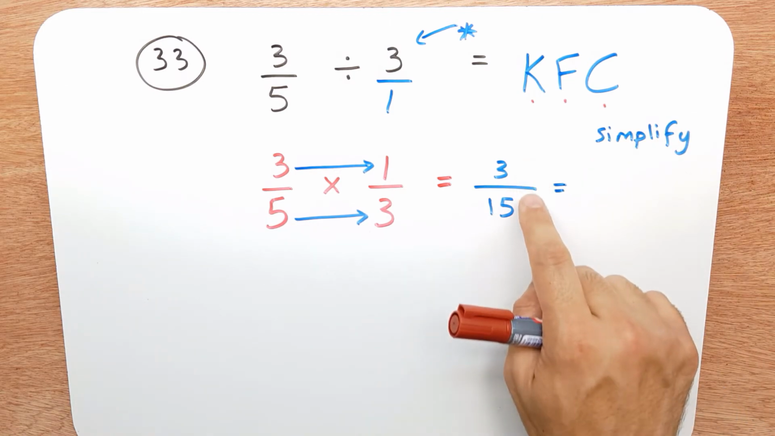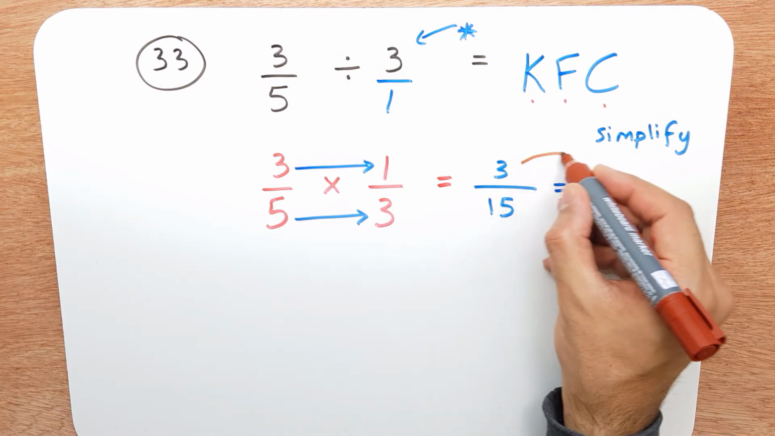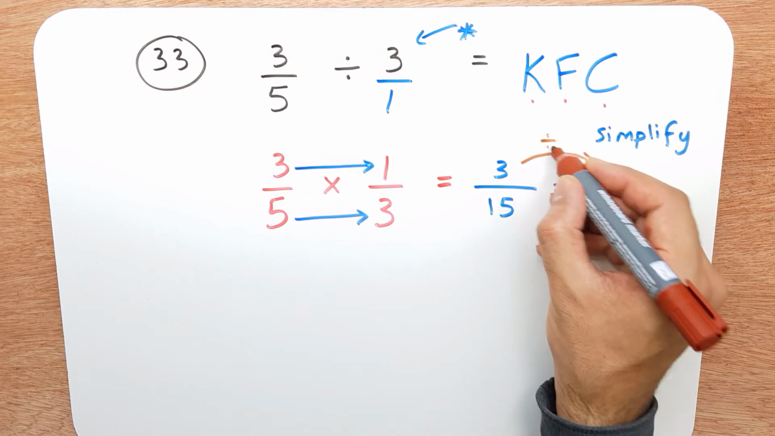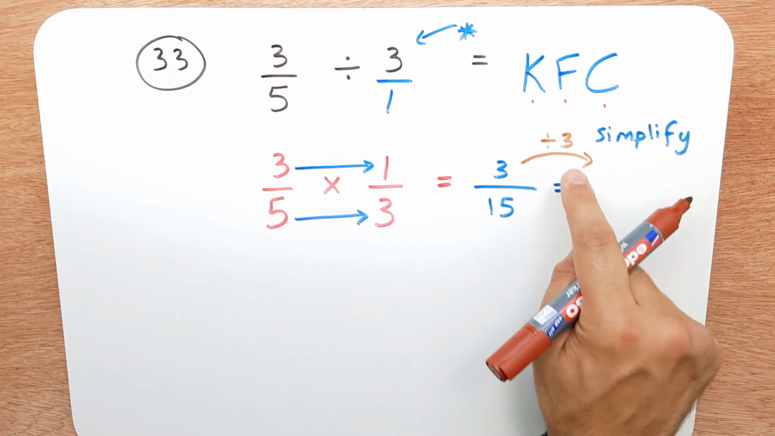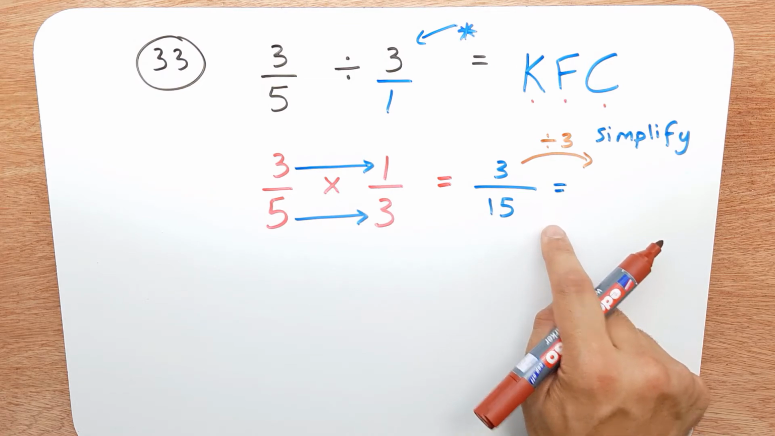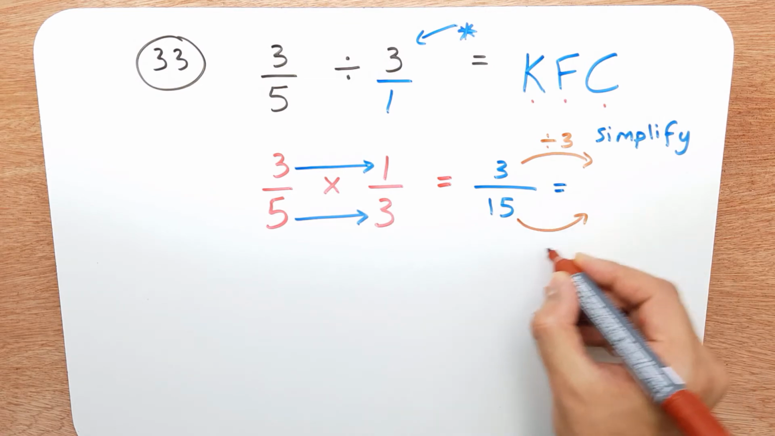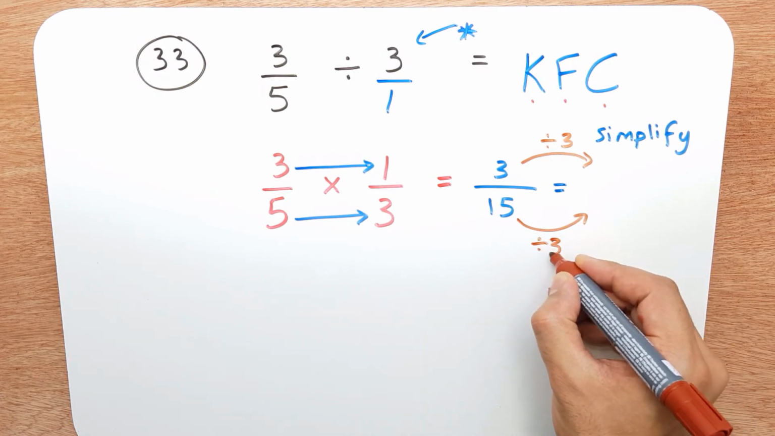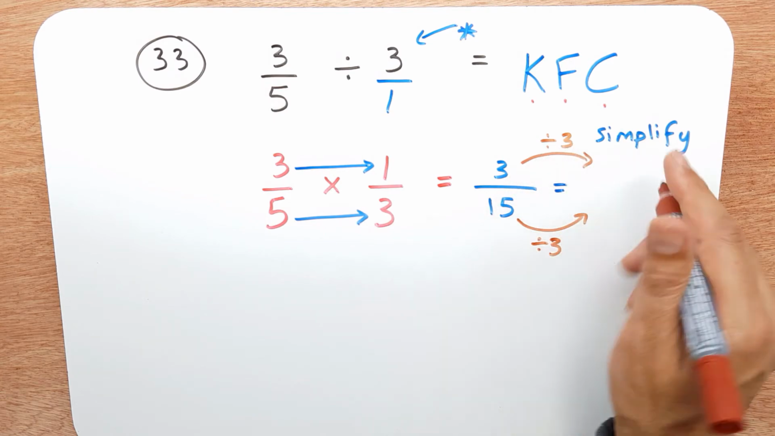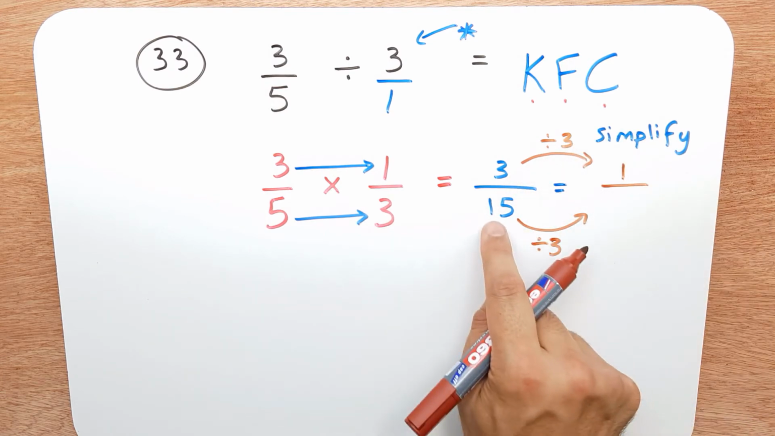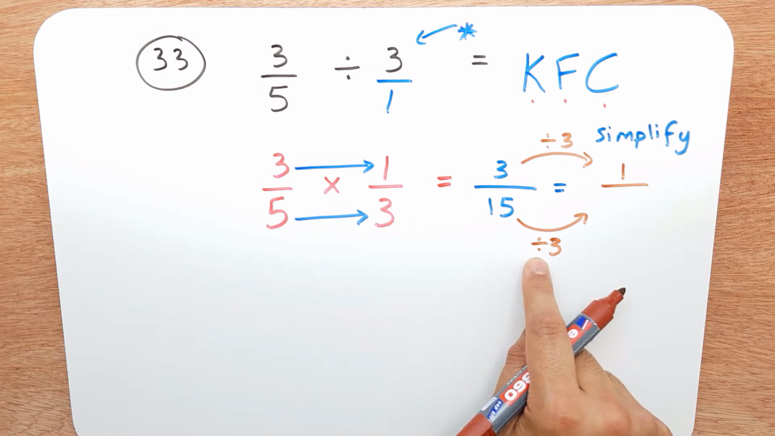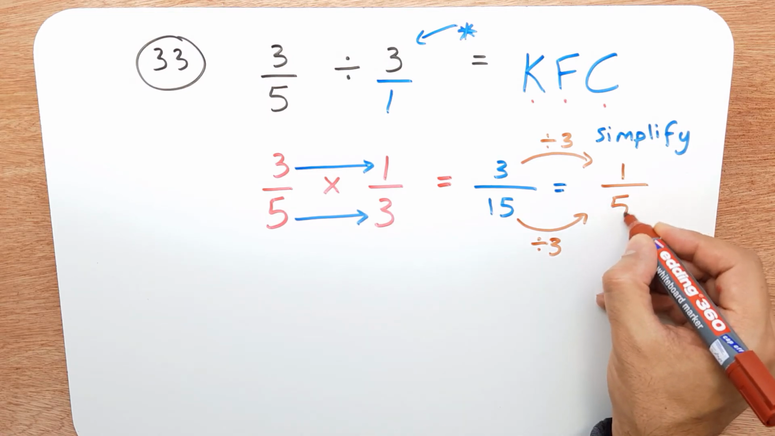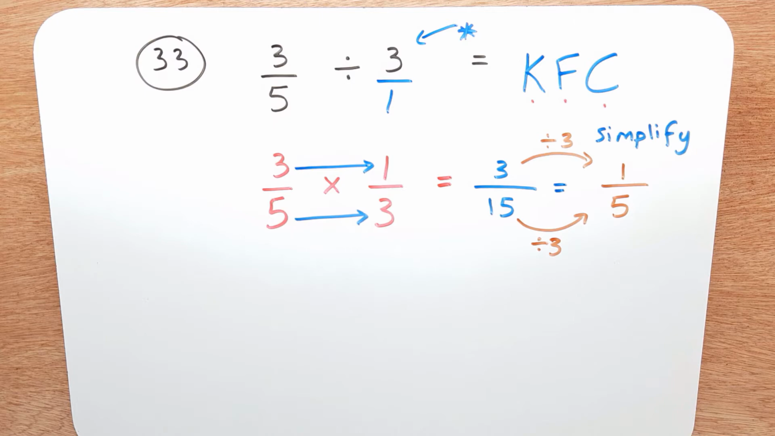I know that they're both in the 3 times table, so I'm going to divide the top, the numerator, by 3, and whatever I do to the top, I have to do to the bottom. So I'm going to divide that by 3 also. 3 shared by 3 is 1. 15 shared by 3 is 5. So my answer is 1/5.